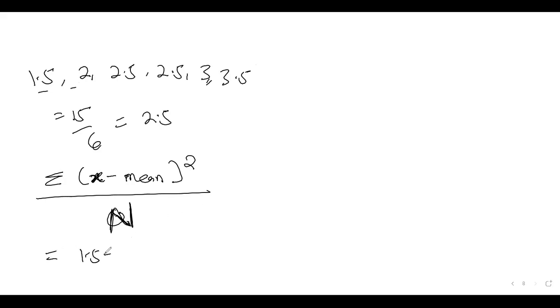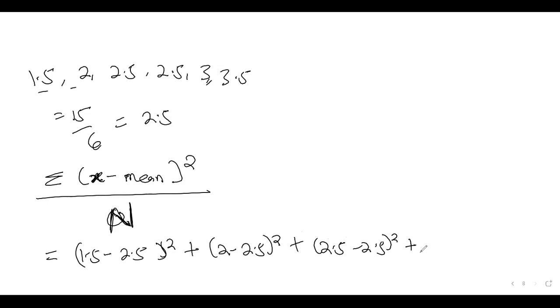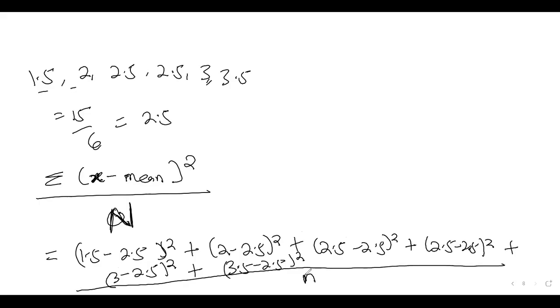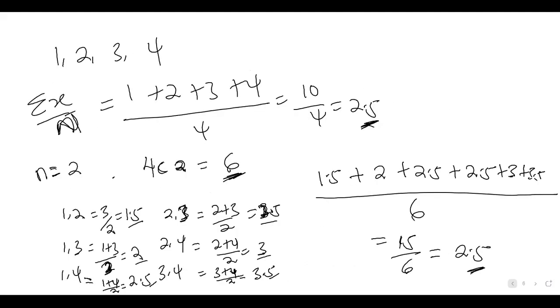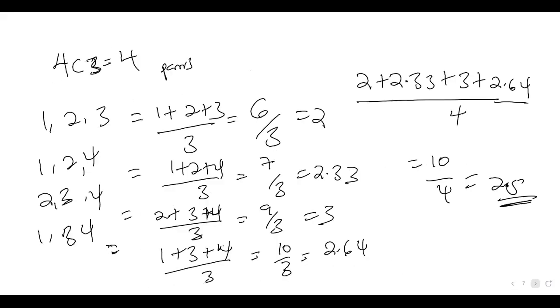It will be 1.5 minus 2.5 squared, plus 2 minus 2.5 squared, plus 2.5 minus 2.5 squared, plus 2.5 minus 2.5 squared, plus 3 minus 2.5 squared, plus 3.5 minus 2.5 squared, everything over n. The number of items there are 6.